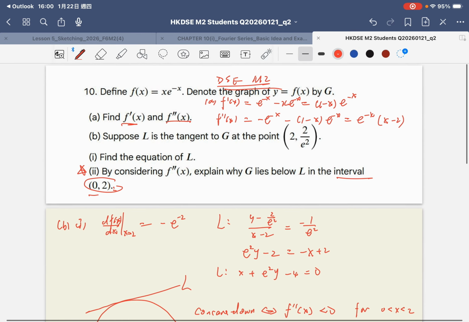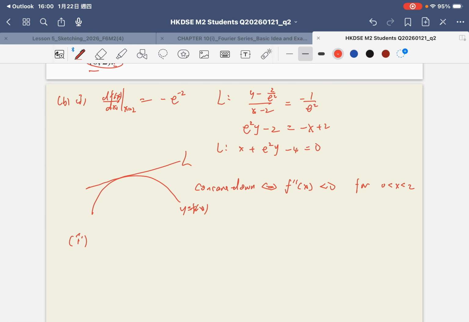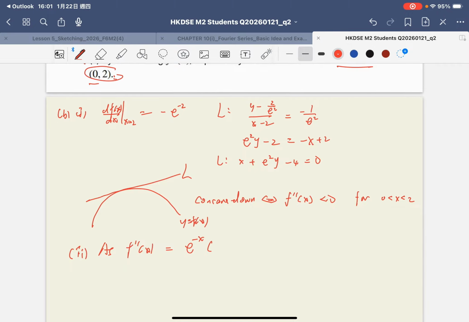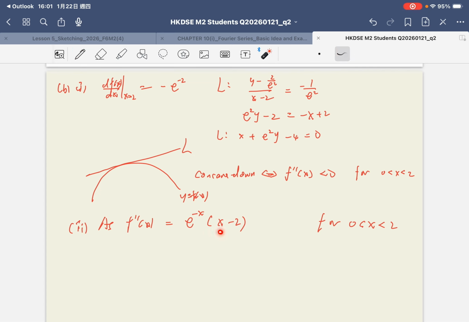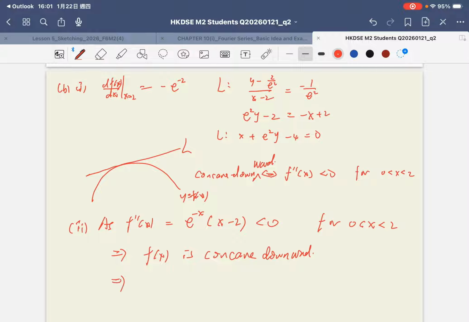Therefore, for this one, now go back to the question. The second derivative of f(x) is equal to e to the power negative x times (x minus 2). Then for x lying between 0 and 2, this factor (x minus 2) should be negative, and e to the power negative x is positive. Therefore, the second derivative is negative for this interval. That is, f(x) is concave downward, and this implies G lies below L.